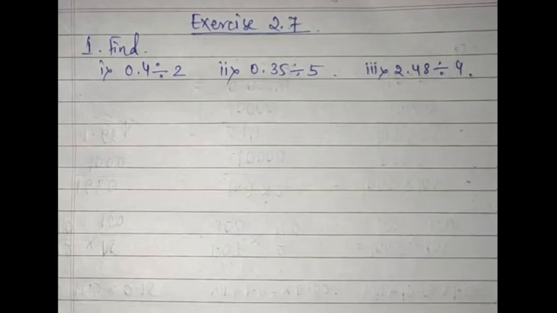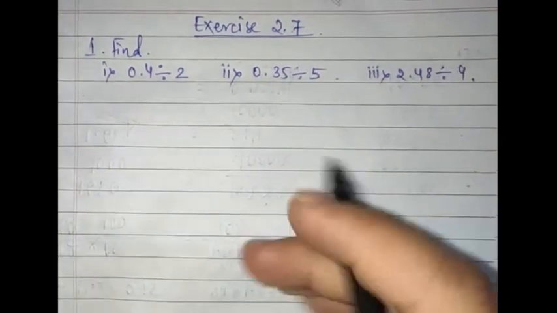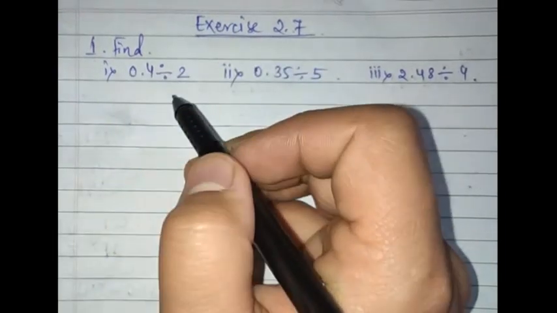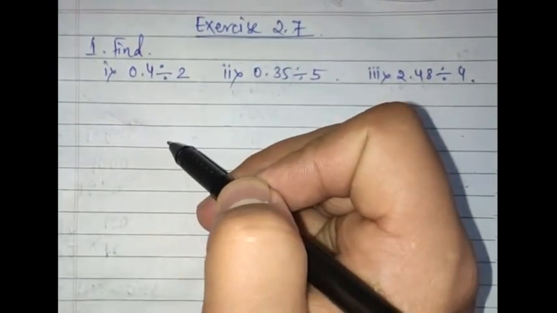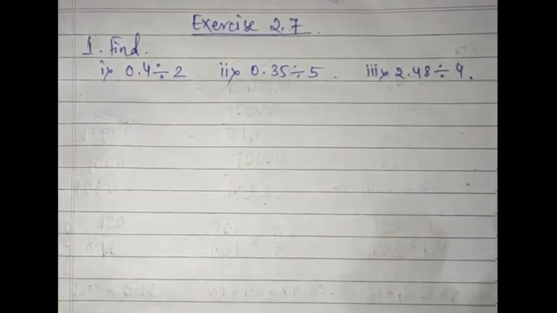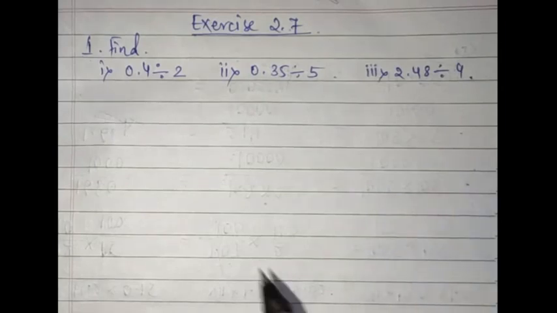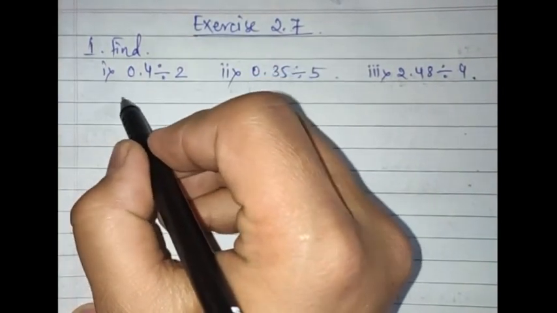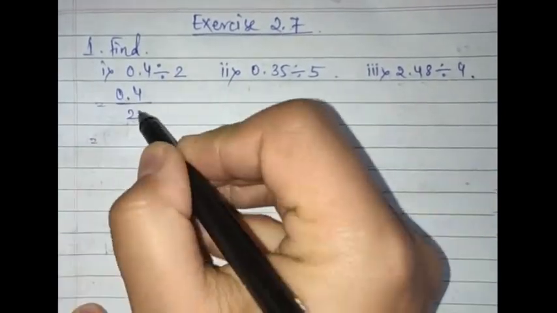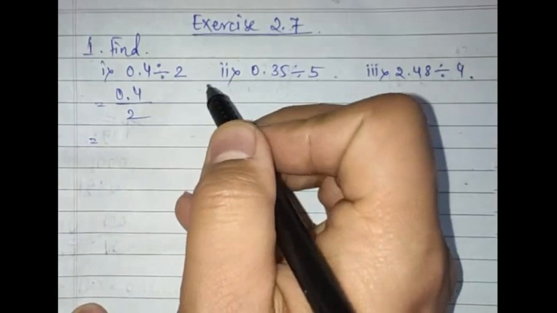Alright, so let us start exercise 2.7. Here we have a few questions, starting from question number 1 of exercise 2.7. In this exercise, we are going to deal with the division of decimals, how to do decimal division when there is a decimal number. So number 1 we have is 0.4 divided by 2, right?